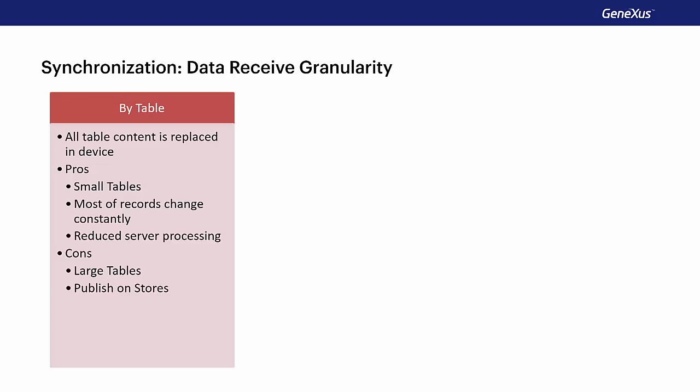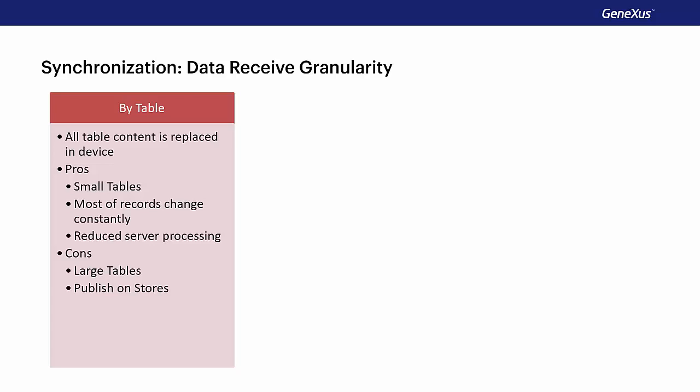When this mechanism is useful, for example, is when our tables are small or when most records are frequently changed. In this case, it's preferable to handle it this way. For example, we may use it in an internal mobile system where salespeople have the list of clients to visit, and that list changes every day. Today, I'm assigned this list, and tomorrow I'll be assigned a totally different one.